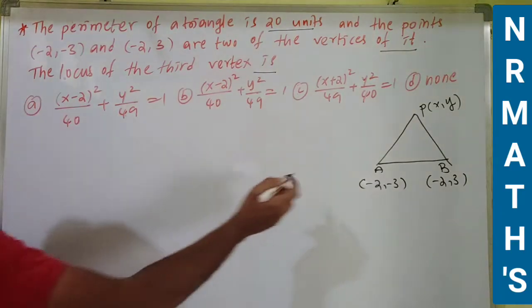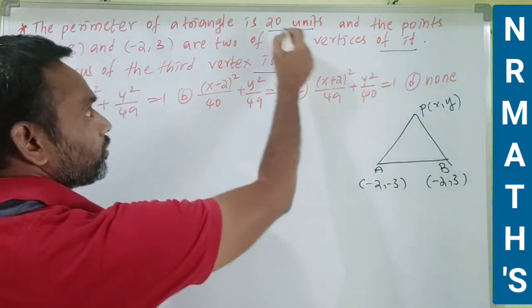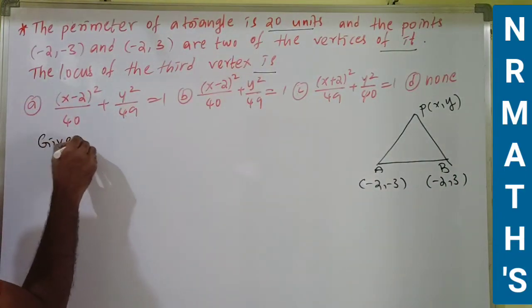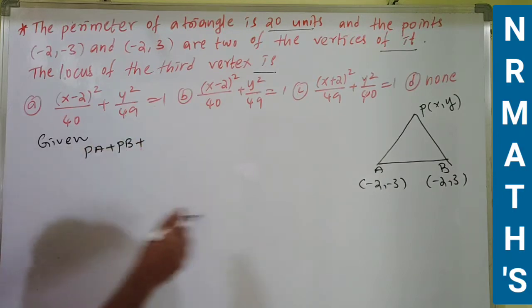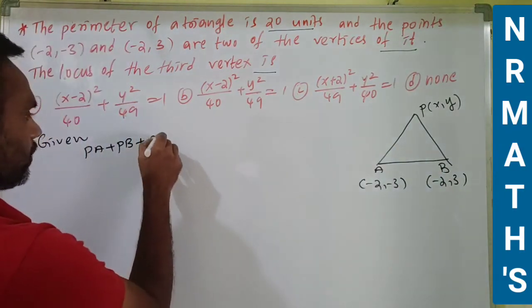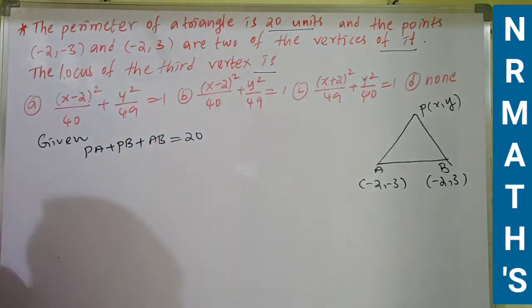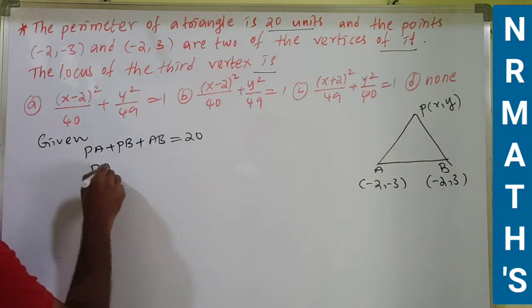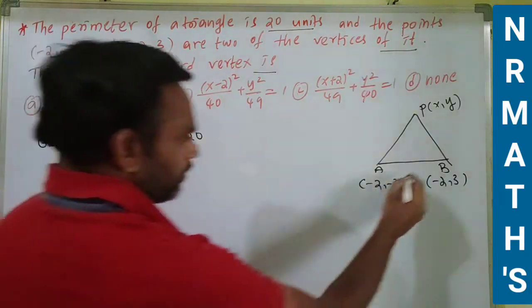That means the perimeter of the triangle is equal to PA plus PB plus AB, which is given as 20. So PA plus PB plus AB is equal to 20 units. It is the perimeter of the triangle. Now we need to find AB.